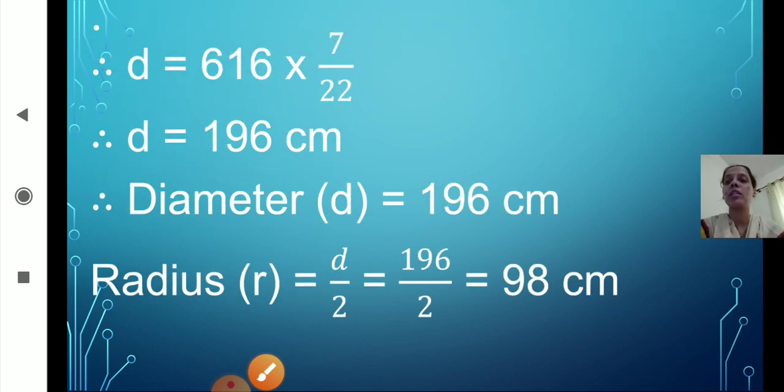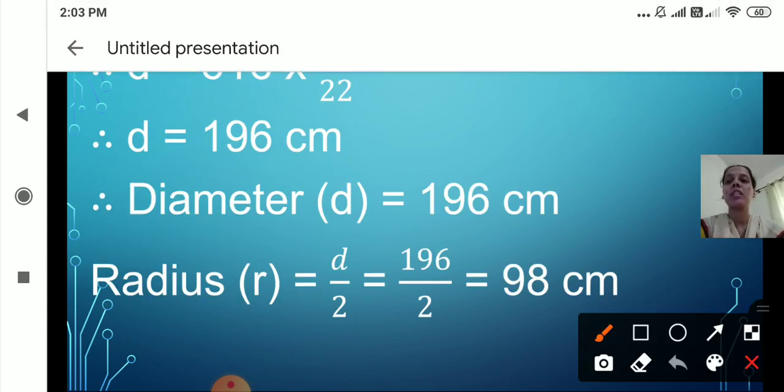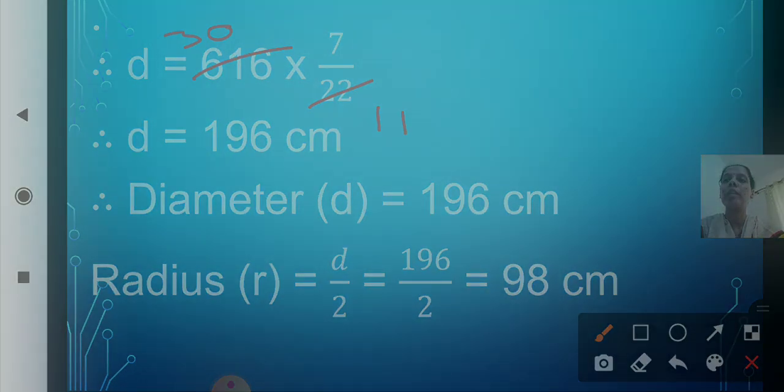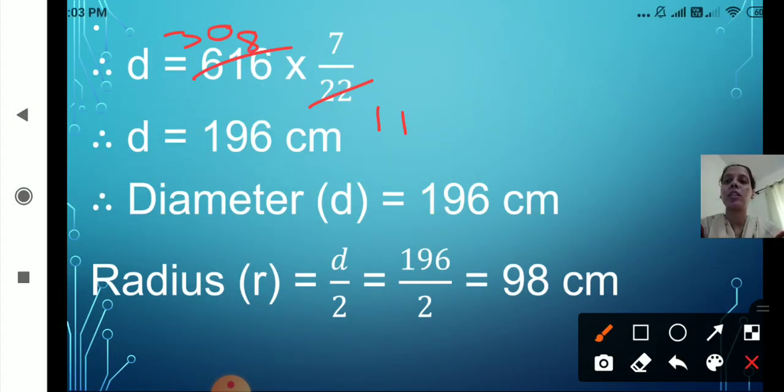Okay, as you can see here, d is equal to 616 multiplied by 7 upon 22. Now we can cancel these numbers by 2. 2 ones are 2, 2 threes are 6, then here it is 0, and 2 eights are 16, right? So we divided 616 and 22 by 2, so we get 308 and here it is 11. Now we can divide this further.